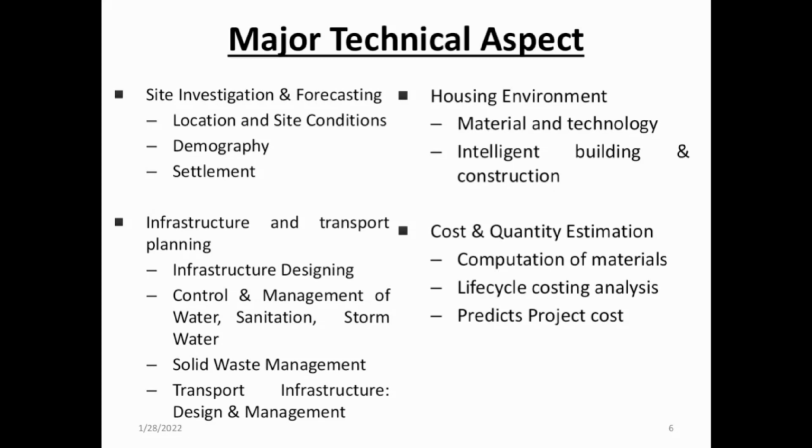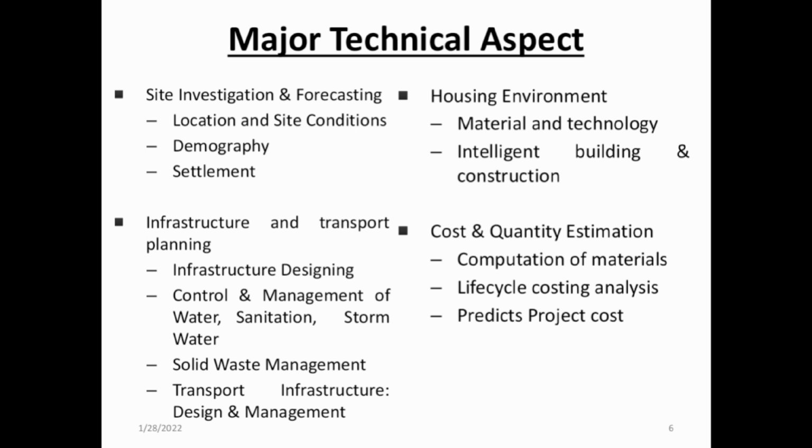In this slide, major technical aspects of slum upgradation have been covered. The first is site investigation and forecasting. Site location and condition is studied with the application of GIS and remote sensing, and population forecasting is done. After that, the type and structure of settlement and growth pattern is studied. The second is infrastructure and transport planning, which includes infrastructure designing, control and management of water, sanitation and stormwater, solid waste management, transport, infrastructure, its design and management.